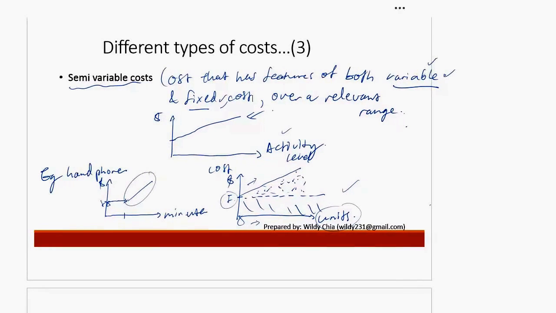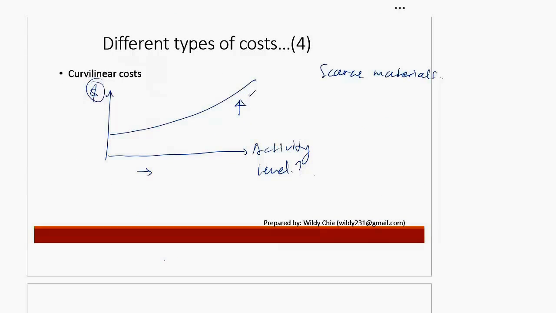Now, a handphone bill is another example. In some countries, people have phone subscription plans, and these plans come with a certain amount of free call time. So the moment you exceed that free call time in a month, you have to pay extra for every additional minute that you call out. So that's a semi-variable cost.